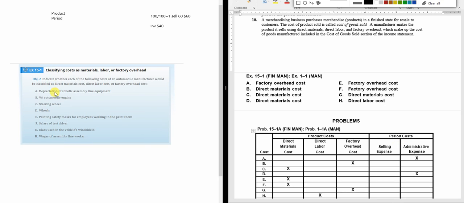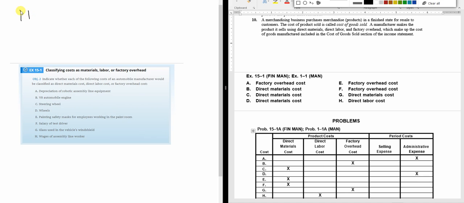This one simply wants you to classify as direct materials, direct labor, or factory overhead costs. Okay, so what is direct materials? Direct materials are things that go directly into a product. If I'm making a car, it's the steel, things like that. Direct labor is the workers, the people who actually touch the product. And factory overhead are all those other things attached to a part of the manufacturing.